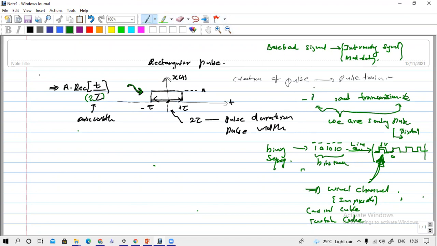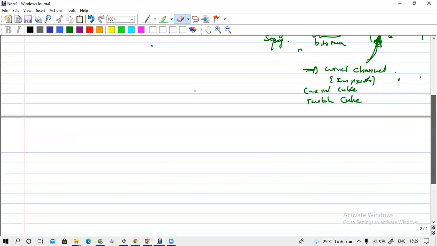If you want to understand baseband transmission very clearly, you have to learn about this pulse, the rectangular pulse. I think you already know how to find the spectrum of this rectangular pulse. I will write my pulse here again. It is from minus tau to plus tau, so the pulse width is 2 tau, and the value is A. You are asked to find the spectrum of this pulse.